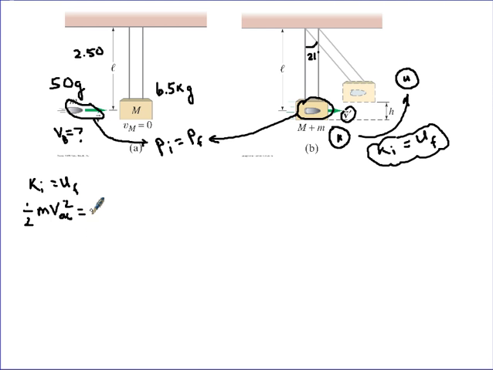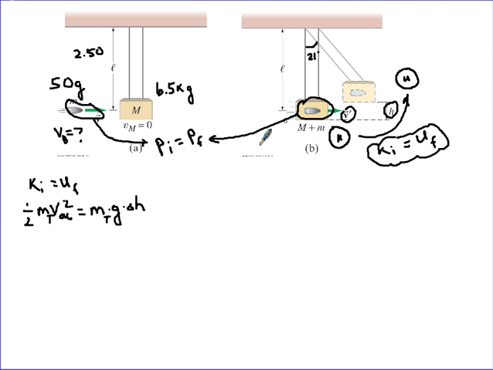Now that's going to end up going to m times g times delta h. And that delta h is just how high it rises right over here. I'd like to be able to calculate that. By the way, this m is actually the total mass, so I'm going to put m sub t here. It's both objects moving.